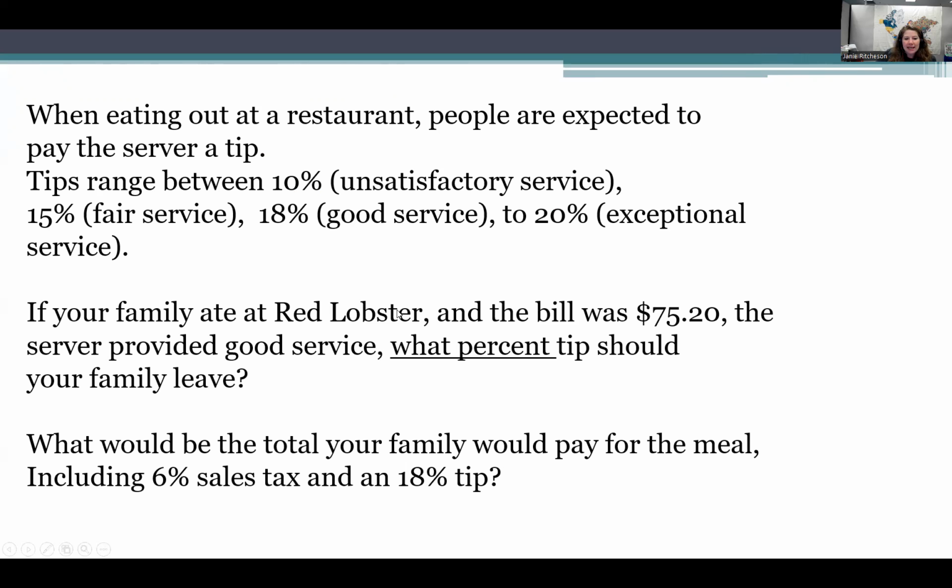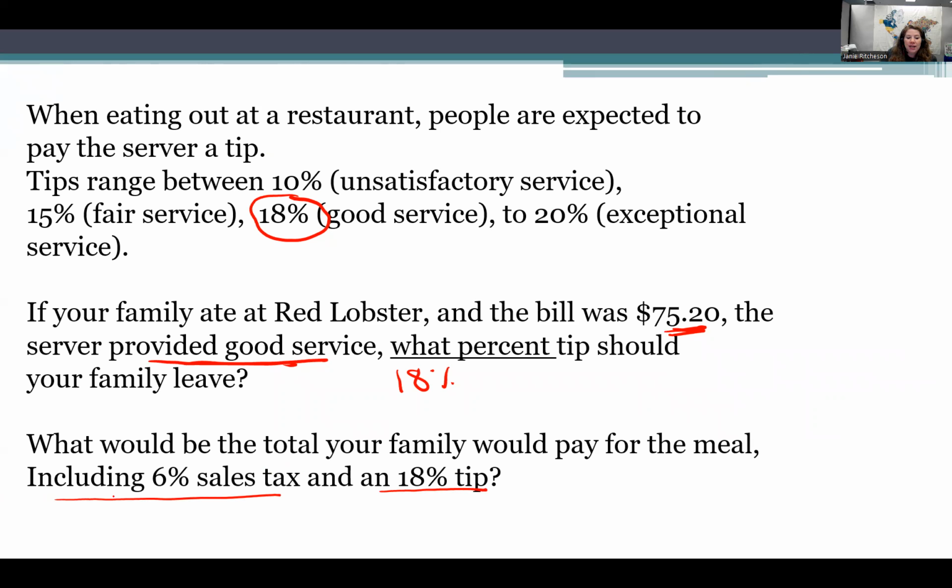So if your family ate at Red Lobster and the bill was $75.20, the server provided good service, I was satisfied, they did a good job, what percent tip should your family leave? We should leave an 18% tip of $75.20. What would be the total your family would pay for the meal, including sales tax and an 18% tip?